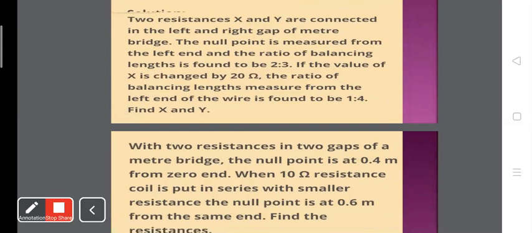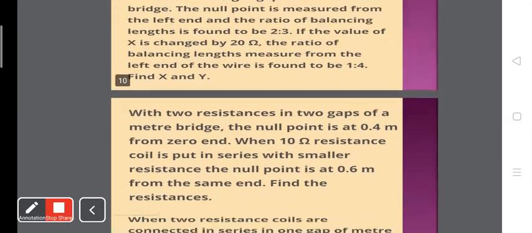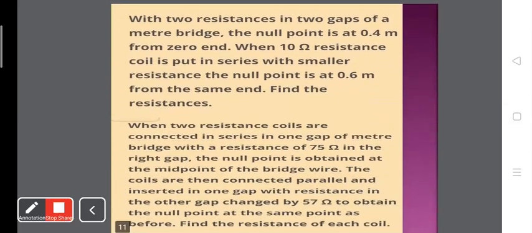In this question, two resistances X and Y are connected in the left and right gaps of a meter bridge. The null point is obtained from the left end and the ratio of balancing lengths is found to be 2:3. If the value of X is changed by 20 ohm, the ratio of balancing lengths is measured as 1:4. So you have to find the resistances X and Y. So try to solve these questions. These are other problems. Clear?